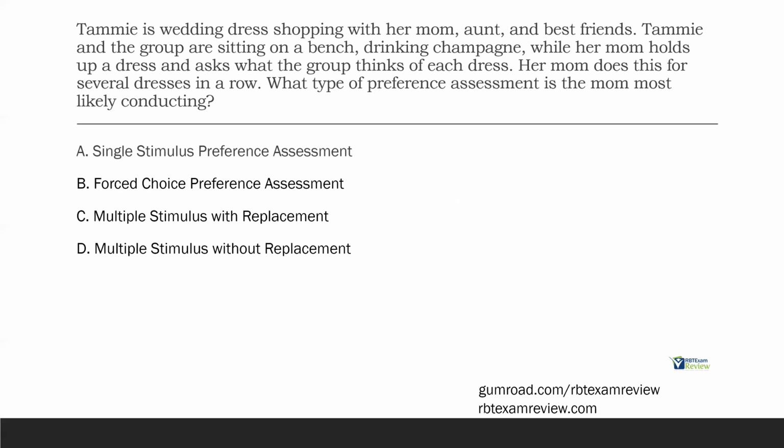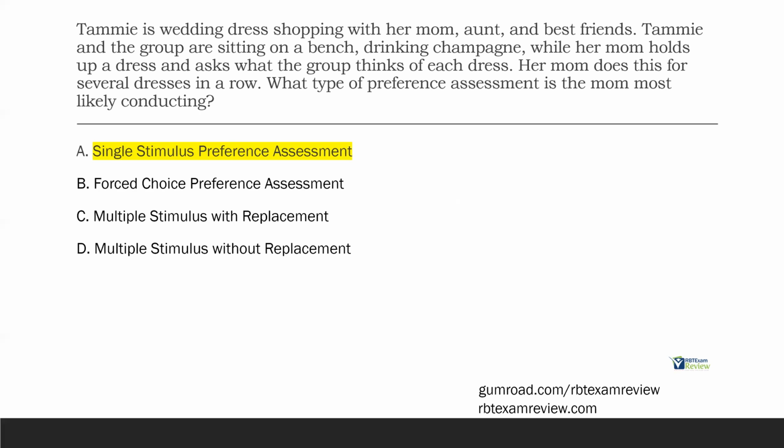So what is happening here? How many stimuli is the mom assessing at once? So her mom holds up a dress, says, what do you think? Goes on to the next dress, what do you think? Next dress, what do you think? So one at a time, several dresses in a row, what type of preference assessment is the mom conducting? A single stimulus preference assessment.